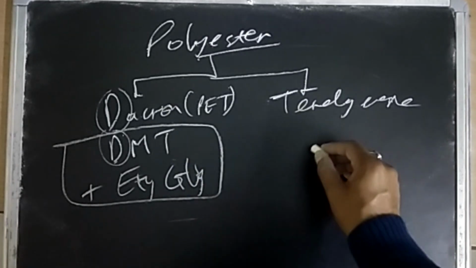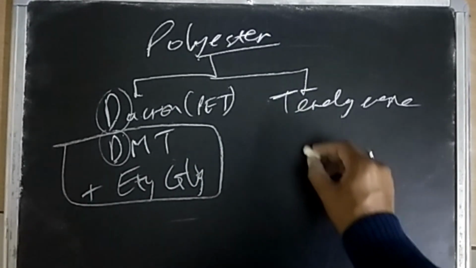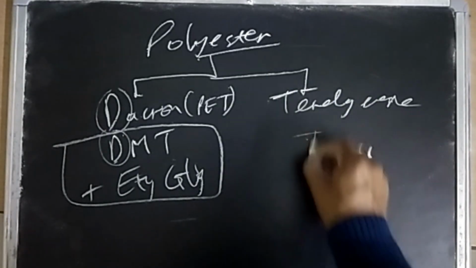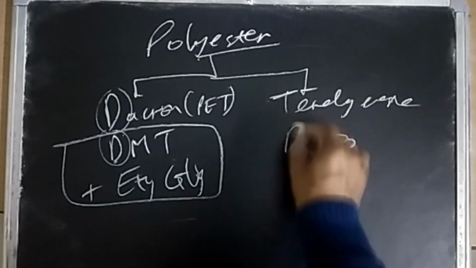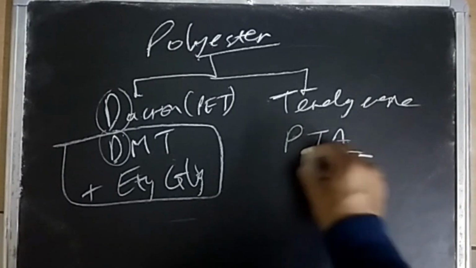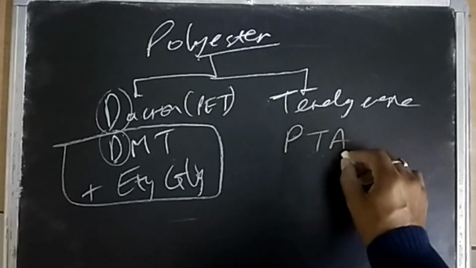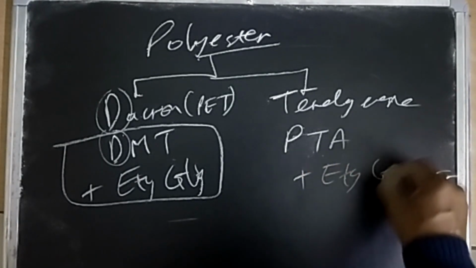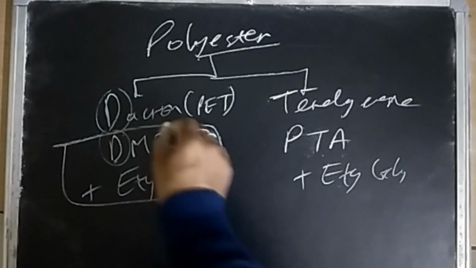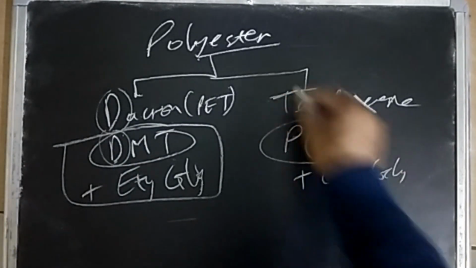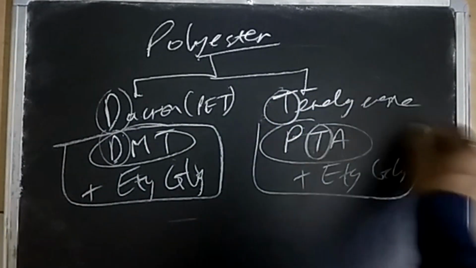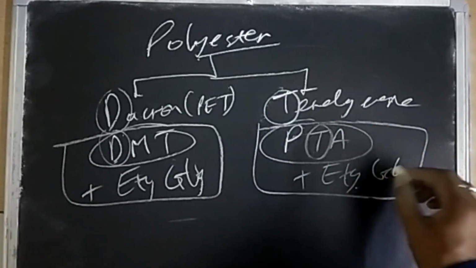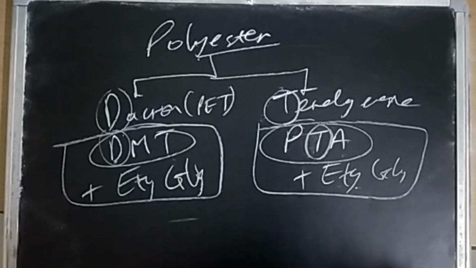In Terylene, we don't have dimethyl terephthalate. What we have is terephthalic acid. I should write it PTA, pure terephthalic acid. So this acid plus ethylene glycol. Here we say DMT, and this is PTA, so T and T: pure terephthalic acid plus ethylene glycol, while here DMT plus ethylene glycol.